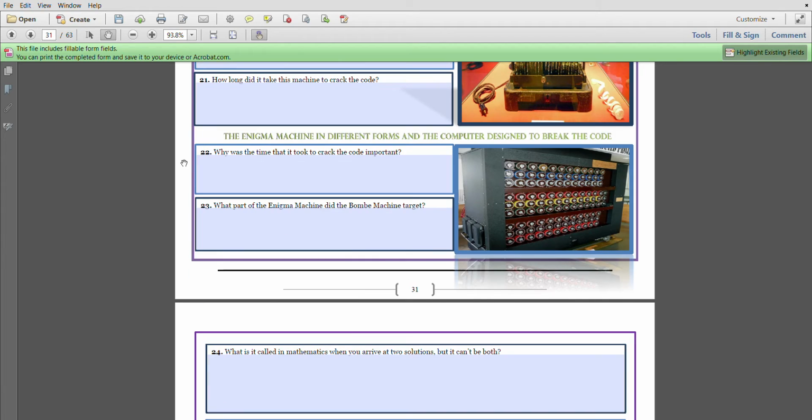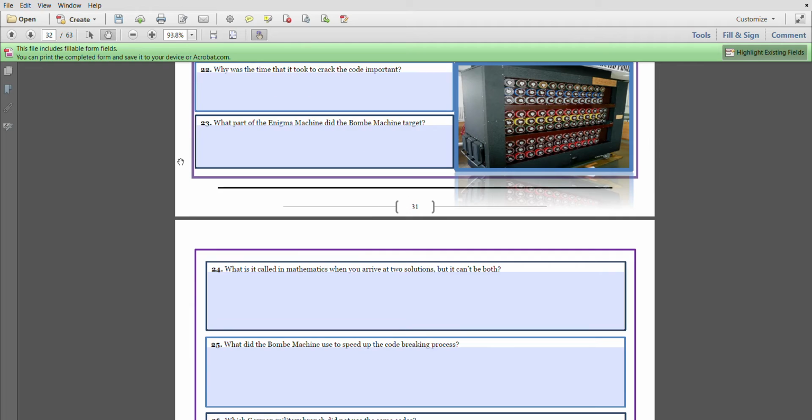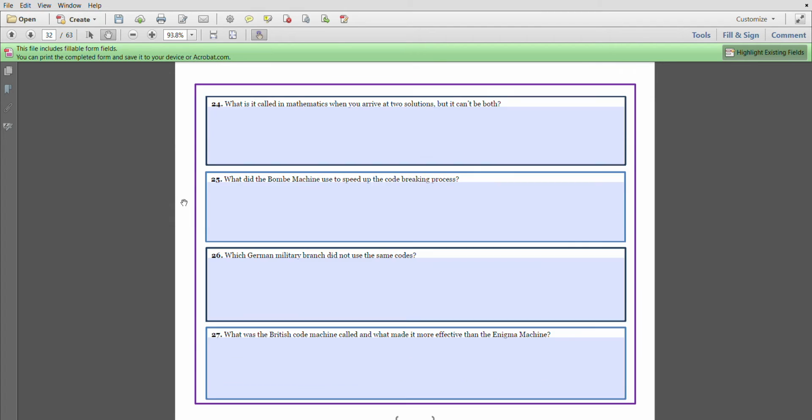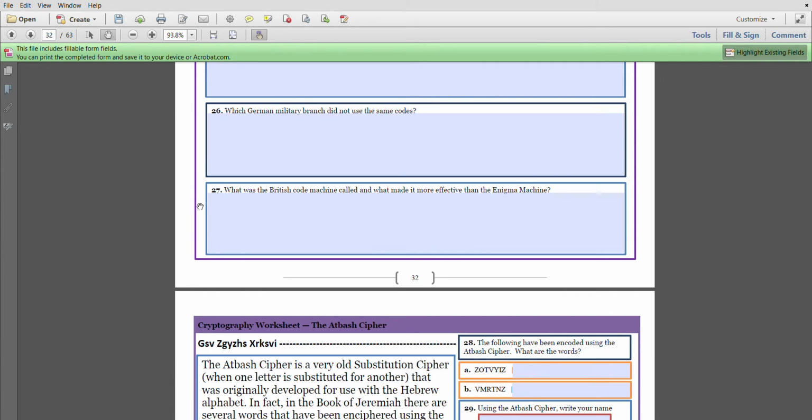22. Why was the time that it took to crack the code important? 23. What part of the Enigma machine did the bomb machine target? 24. What is it called in mathematics when you arrive at 2 solutions, but it can't be both? 25. What did the bomb machine use to speed up code breaking process? 26. Which German military branch did not use the same codes? 27. What was the British code machine called and what made it more effective than the Enigma machine?